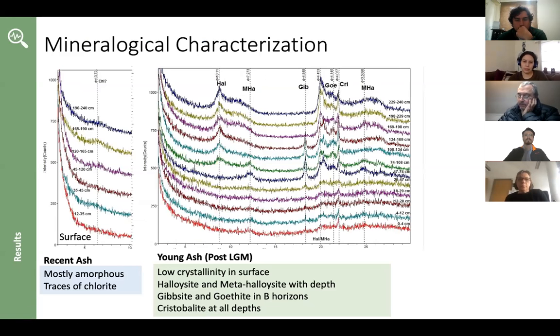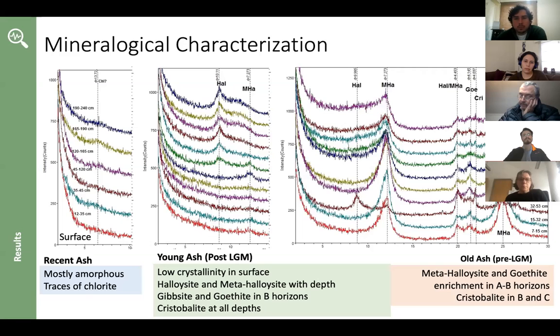For the young ash, we see a change. Halloysite starts showing up. There's some gibbsite too, and goethite. But as I said earlier, these are mostly pseudomorphous, allophane-dominated soils. And in the old ash, we start seeing much more crystalline mineralogy, mostly metahalloysite, halloysite, and goethite, and some cristobalite.